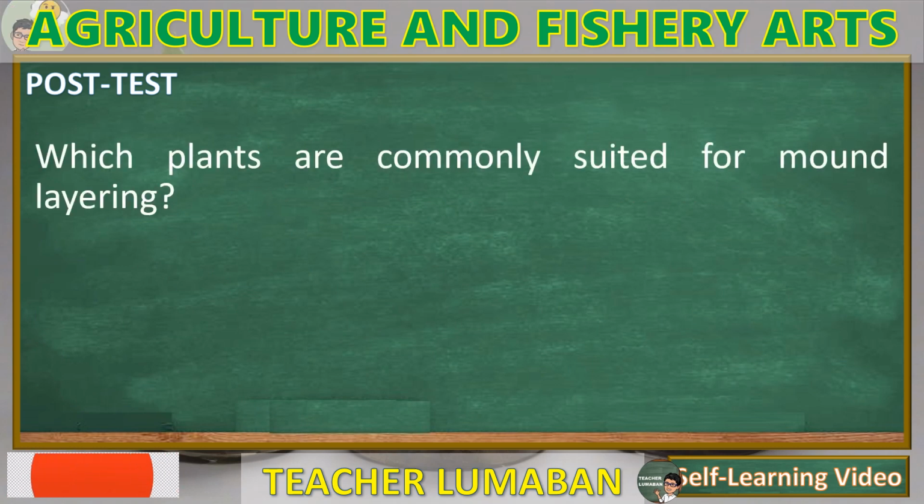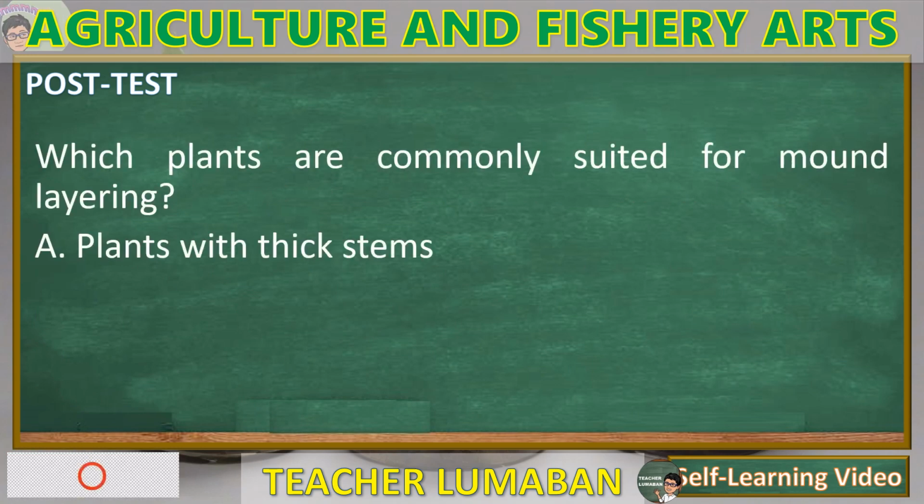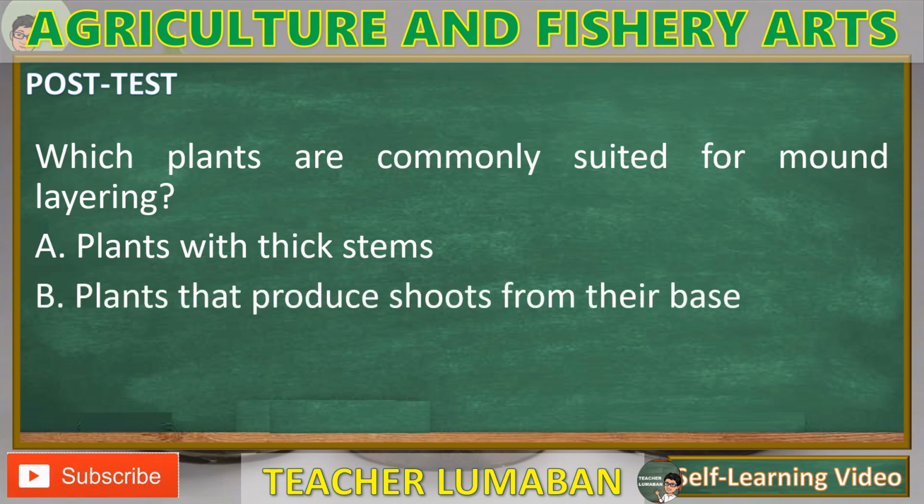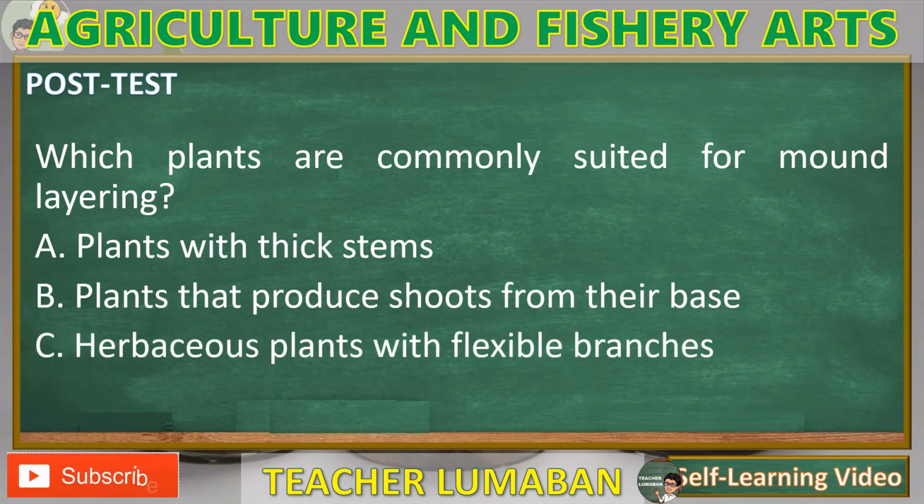Which plants are commonly suited for mound layering? A. Plants with thick stems. B. Plants that produce shoots from their base. C. Herbaceous plants with flexible branches. D. Succulent plants.